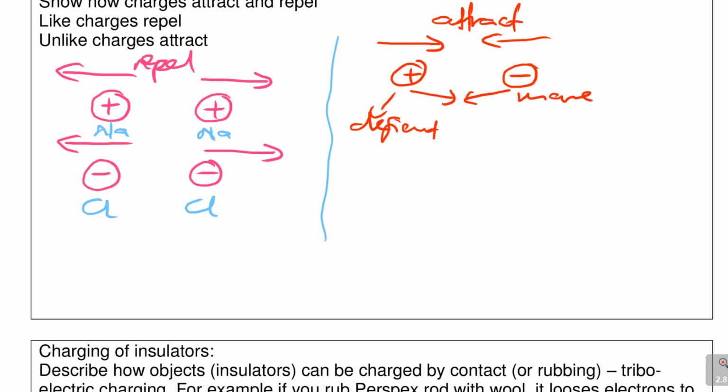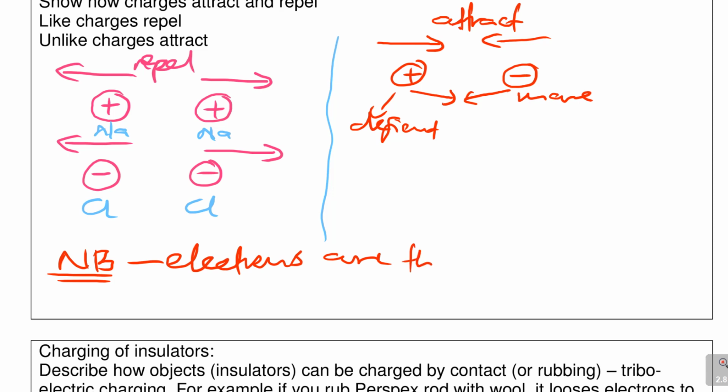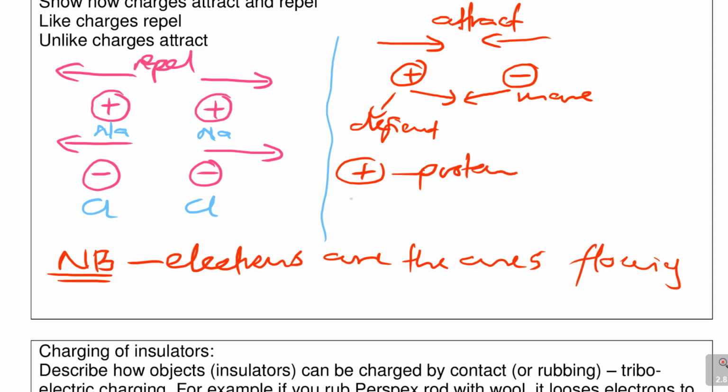Now this is something I want to remind you to say, NB. Whatever is moving, it is the electrons that are moving, the ones flowing. So don't always say the positive charges are flowing. It's only the electrons. Positive charges come from protons and negative charges come from electrons, right?